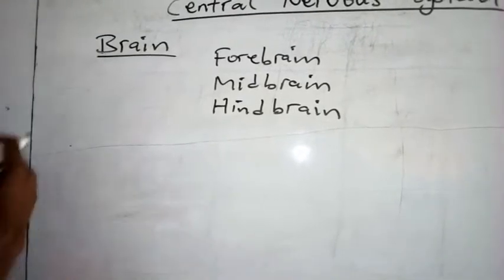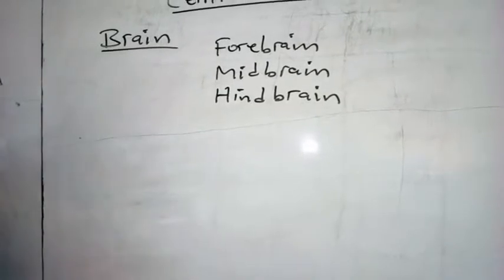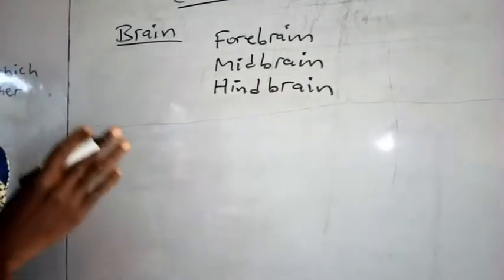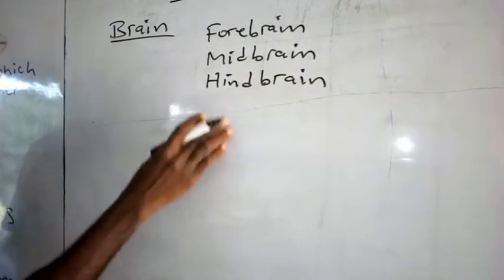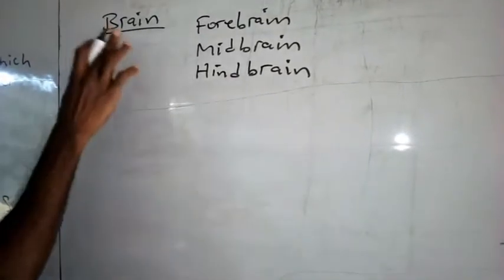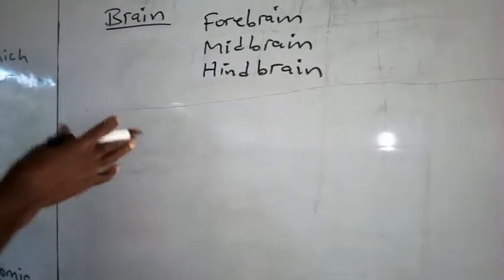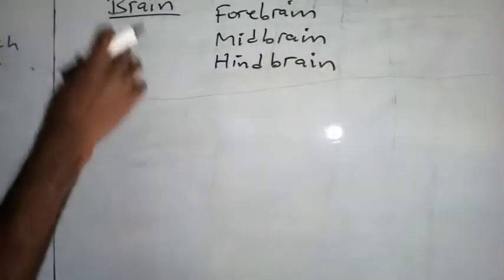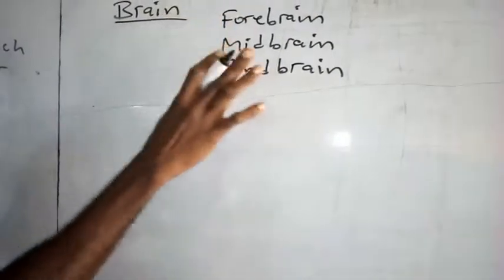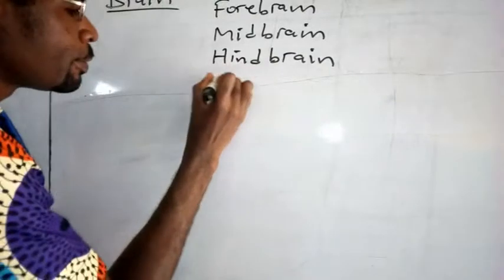If you can cast your mind back to the second semester work, where we studied supporting tissues, I told you that the supporting tissue is made up of the skull and other parts of the bones. So the brain is housed by the skull in an area called the cranium. So inside that cranium, the brain is divided into three segments. So let's start with the forebrain.